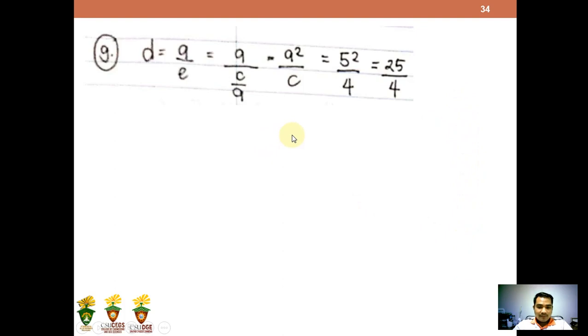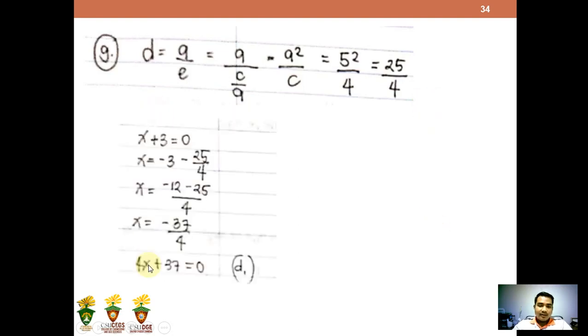So we have an ellipse, and it is oblate. Therefore, the directrix lies outside. We need to have the equation of that one: the equation on the right and the equation on the left.